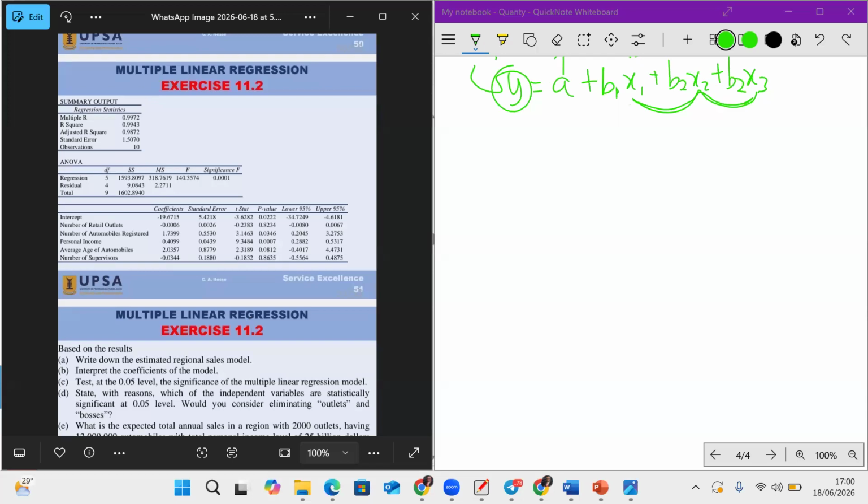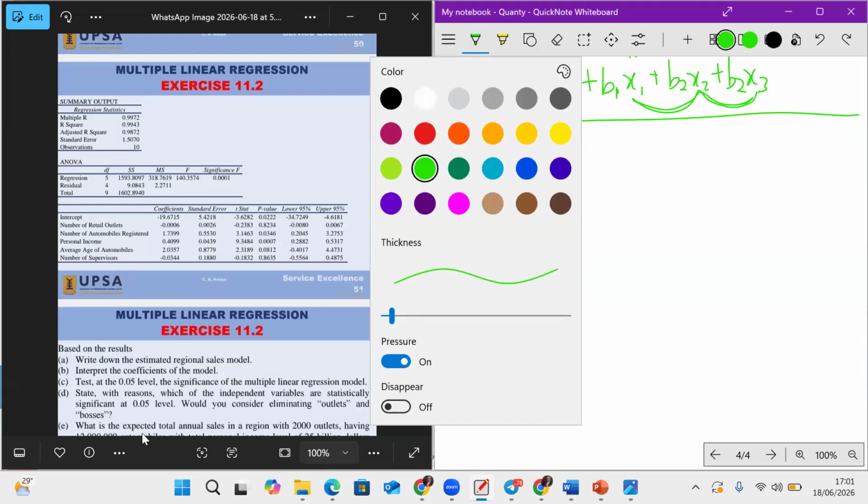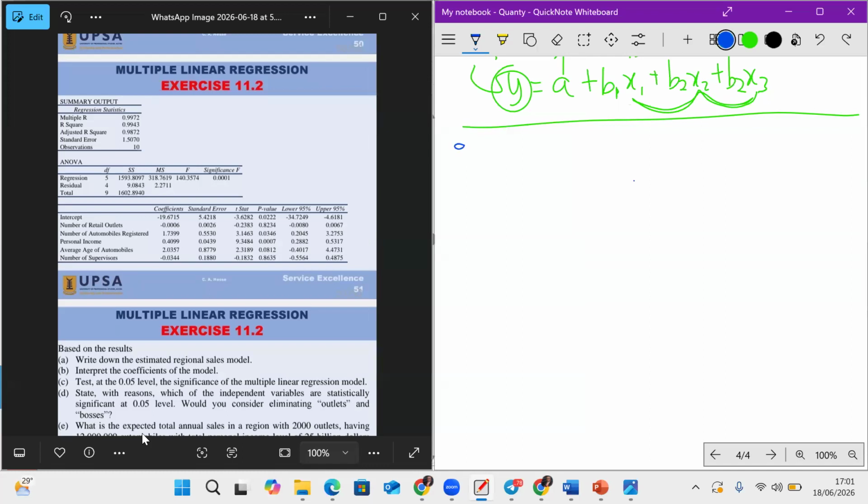Let's move on. Now the question says, write down the estimated regional sales model. So A. I hope I finish before the 30. So guys, I'll speed up a bit, okay? So write down the estimated regional sales model.